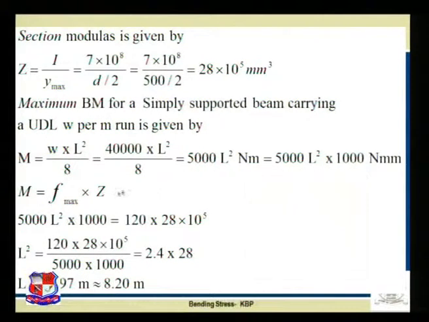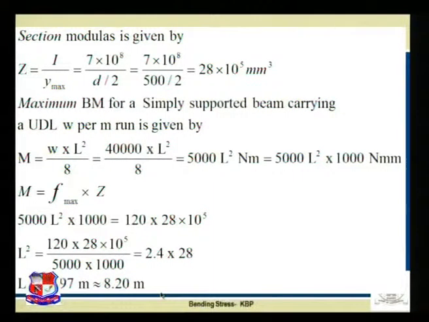Now we can use M is equal to F max into Z. M is known to you, 5000 L square multiplied by 1000. F max is known to you, that is 120, and Z is 28 into 10 raised to 5. When we simplify this, we can find L square value is 2.4 into 28. So we can find L is 8.197 meter, that is approximately 8.2 meter.